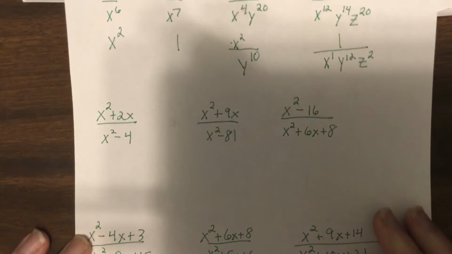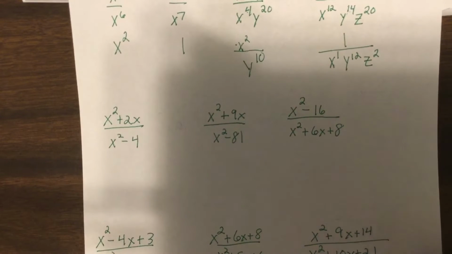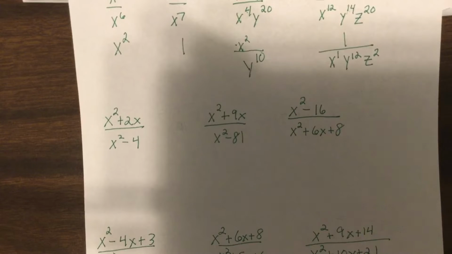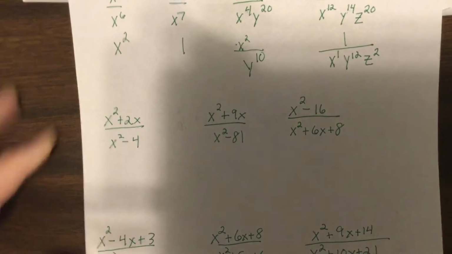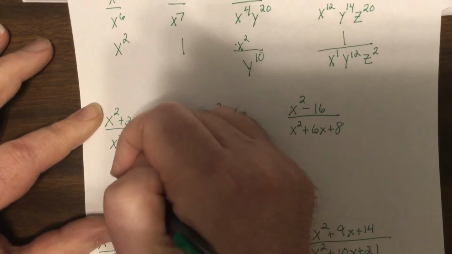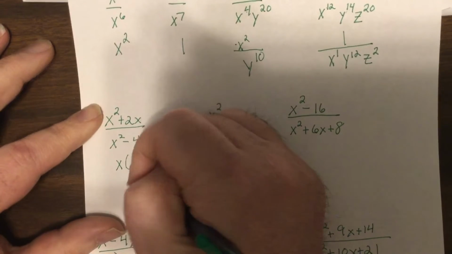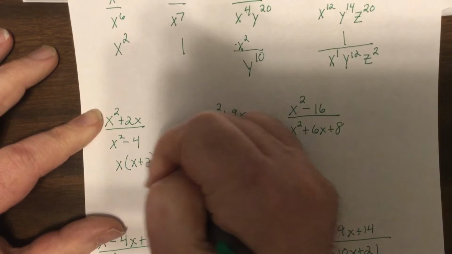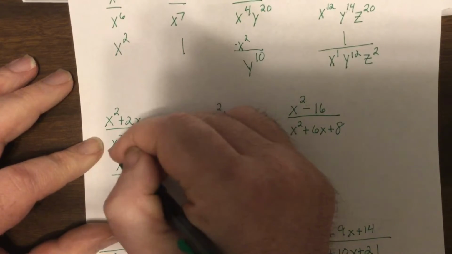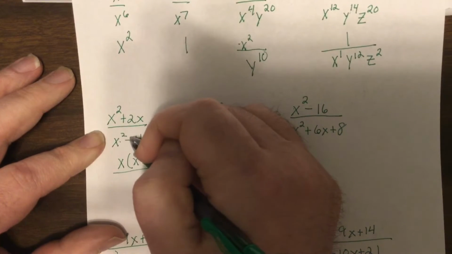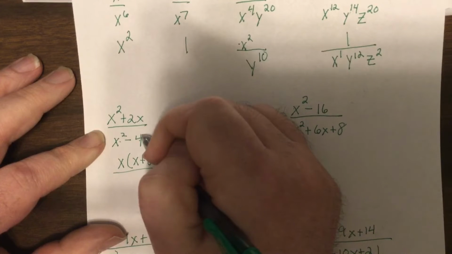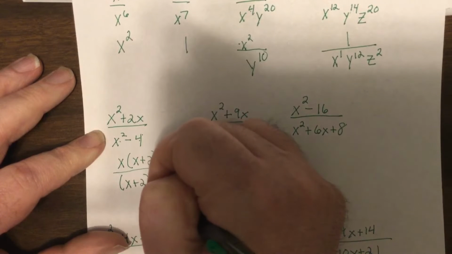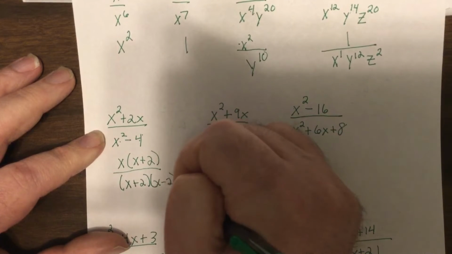Now, when you have polynomials, in this case binomials, you need to factor to see if you have something in common. So here you factor out the x, the GCF, since x is common to both. The bottom, when you have two terms separated with a difference and both are squares, that's a difference of squares. So you factor it as x plus 2, x minus 2.